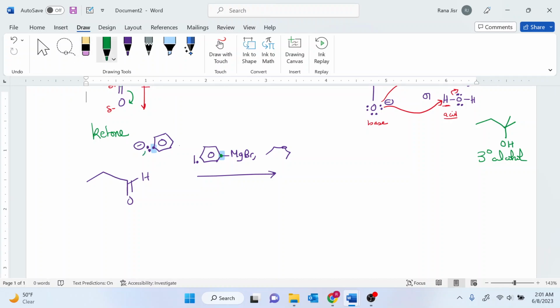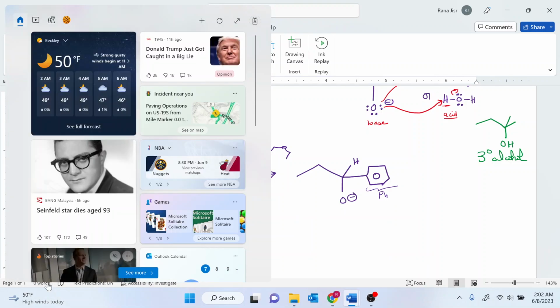So now this is going to come, it's going to attack the carbon and form a negative charge on the oxygen. So you're going to end up having your O negative. You already have a hydrogen, but you added what? You added a benzene. This is what you added. So put it like that. Okay, you can either put it as a benzene or use the abbreviation, which is the Ph.